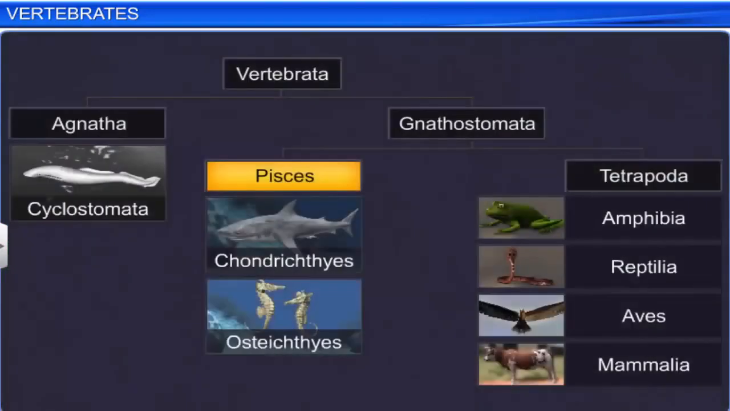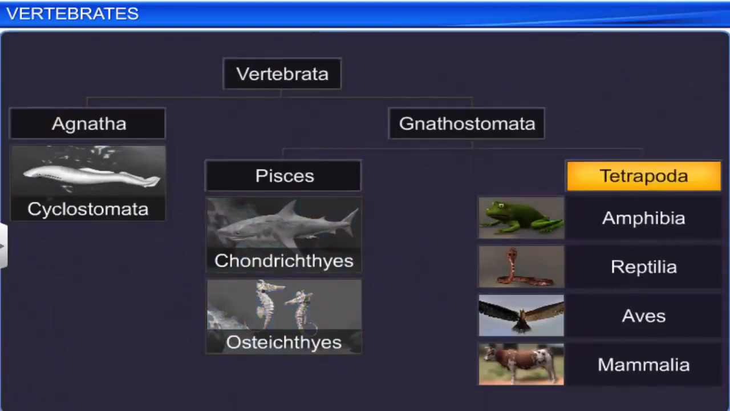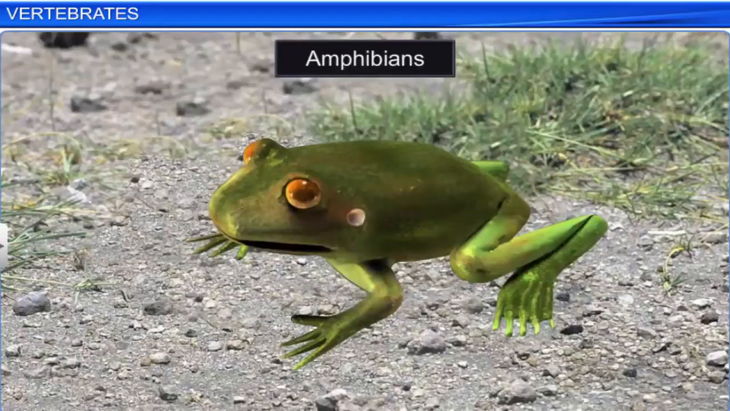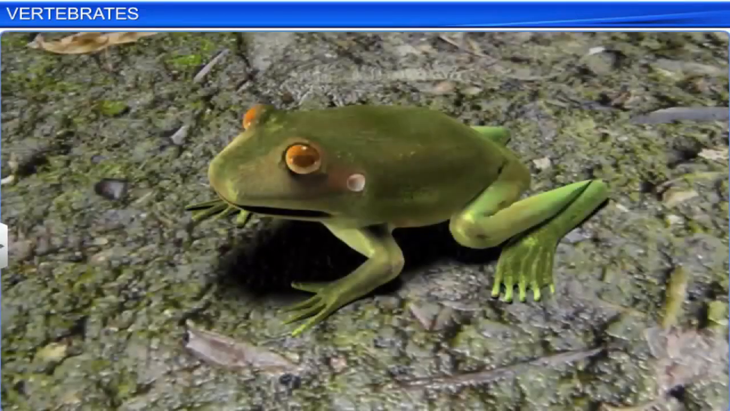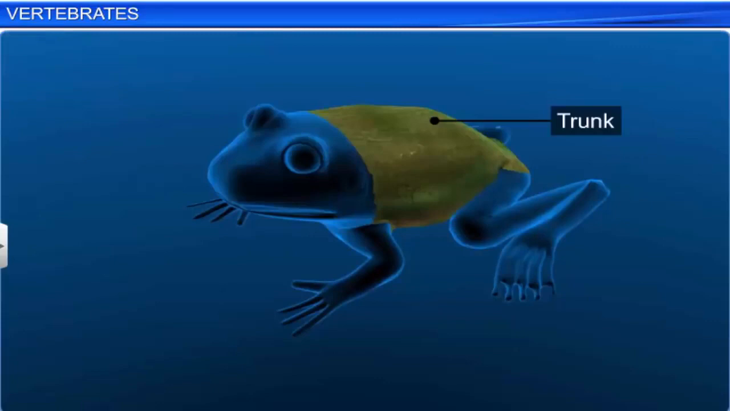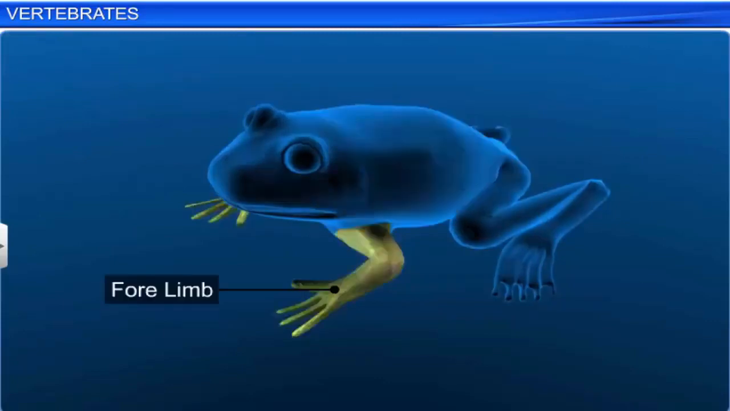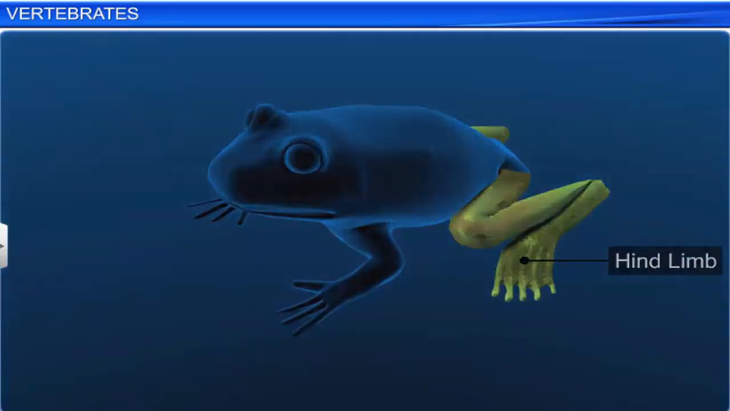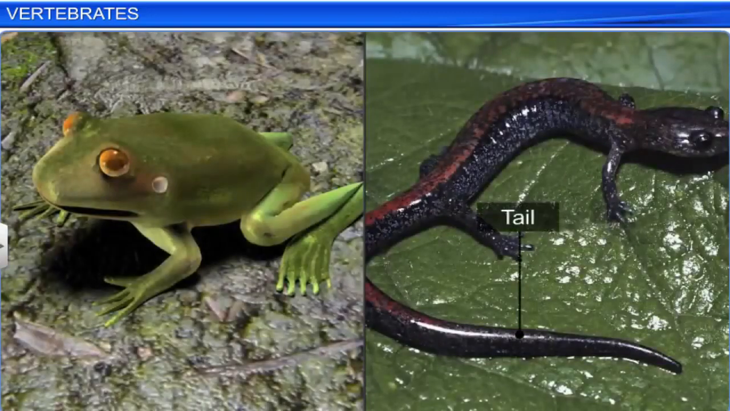The remaining 4 classes are placed under the superclass Tetrapoda, which means animals with limbs. Amphibians are adapted to aquatic as well as terrestrial habitats. Their body is divided into a head and trunk. While most of them have 2 pairs of limbs, some don't have a tail while others do.